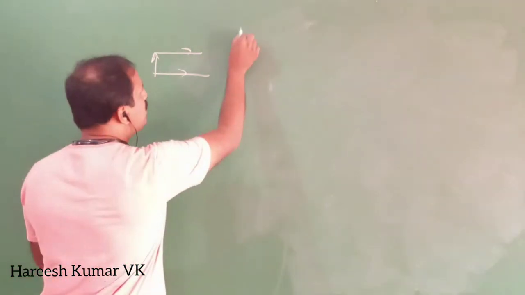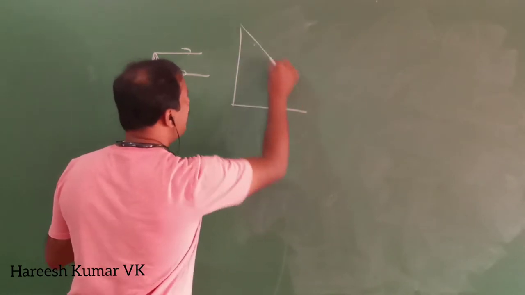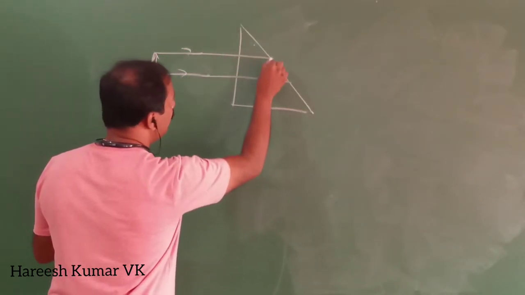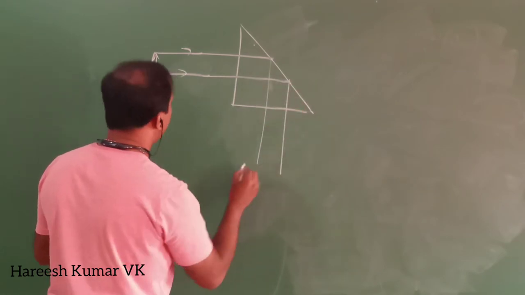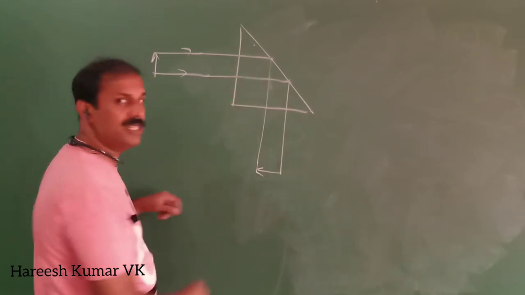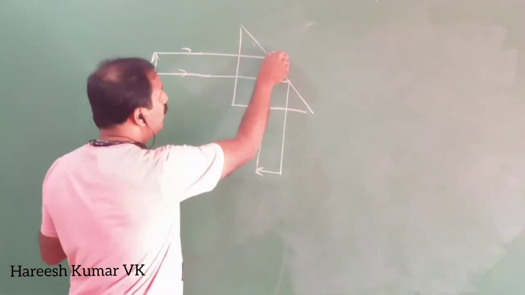So what we can do is we can keep a prism like this. So what will happen? It will go like this. It will undergo total internal reflection and it will come here like this. Okay. So your image is here. So you see here it is bending by an angle of 45 degree.